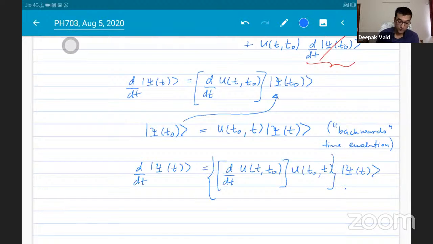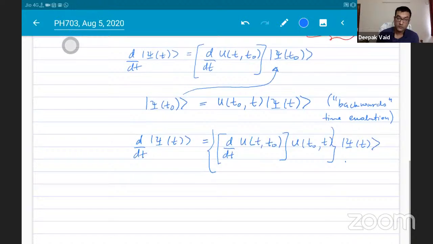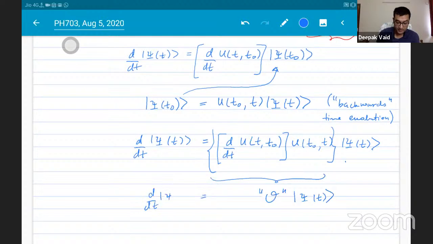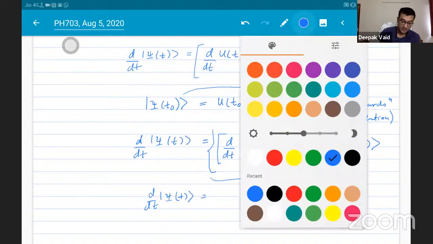Okay, so now on both sides we have psi of t. On one side we have some operator, let me call it O. This operator is acting on psi of t, and on the left side we have d by dt, the time derivative of psi of t. So this is our equation.